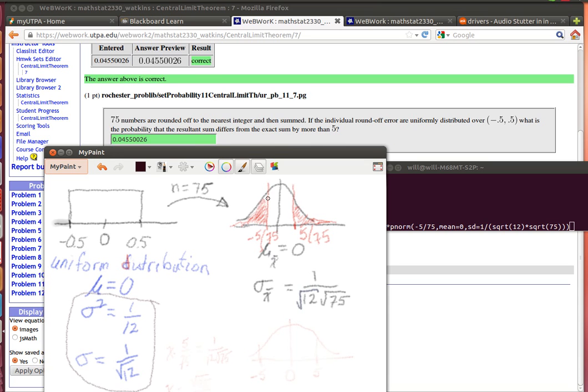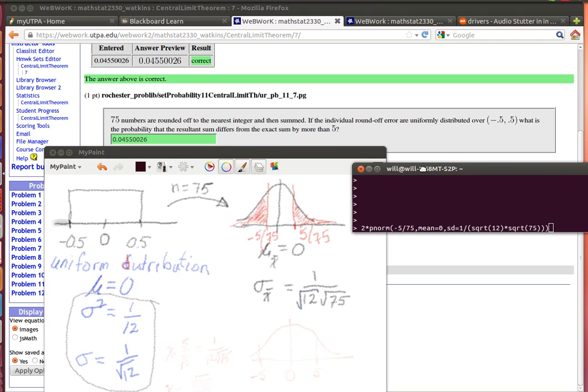So we need to find the area of this red area, because those would be all where the averages are less than -5 divided by 75 or greater than 5 divided by 75. And in either one of those cases, the sum of the rounding, the difference between the two sums, would be 5 or greater.